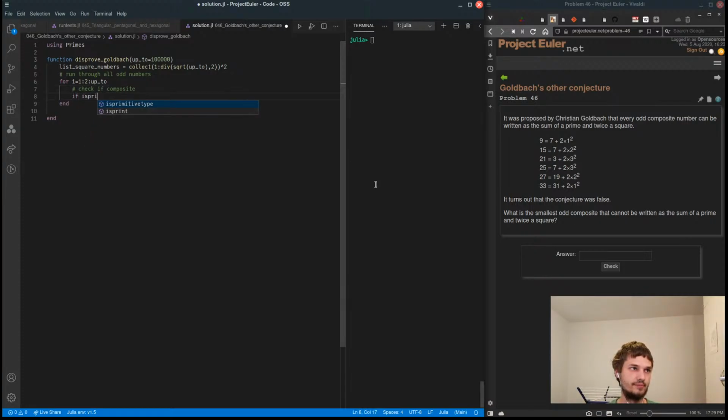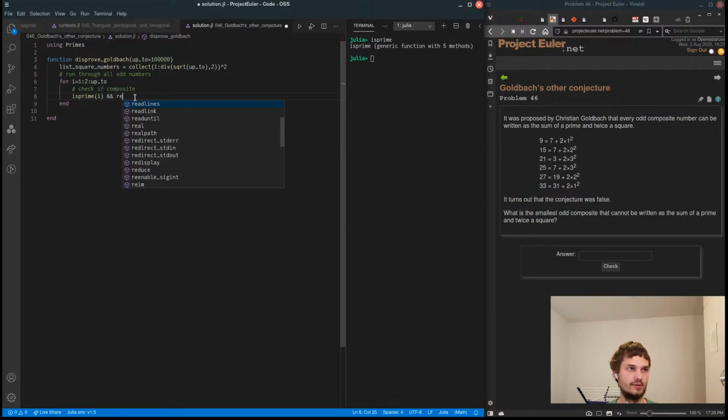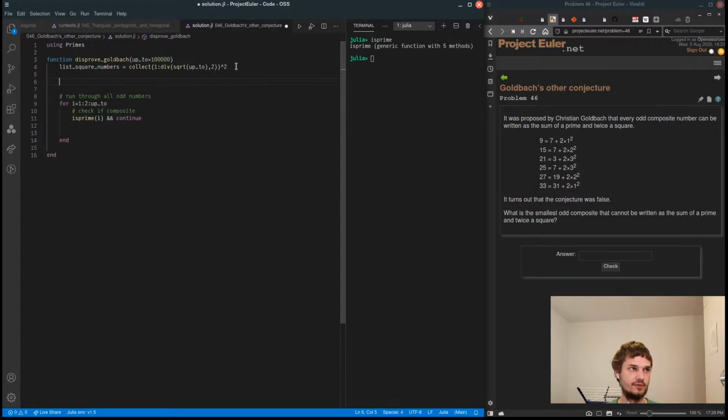If is prime, yes. If not, oh, is prime I, and then continue our search. Otherwise, it's composite. Then we want to have list primes up to, and okay, this is a very slow process I'm thinking of, because it's basically an n cubed algorithm.